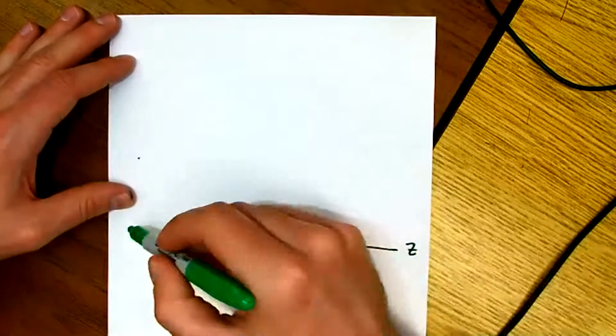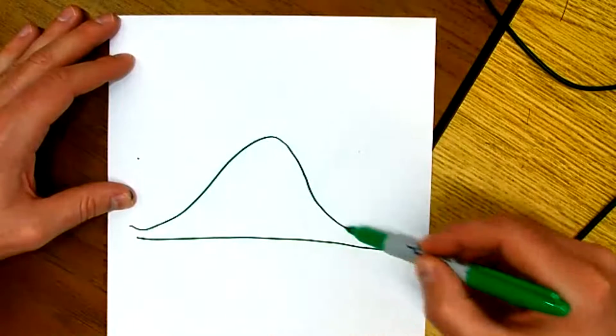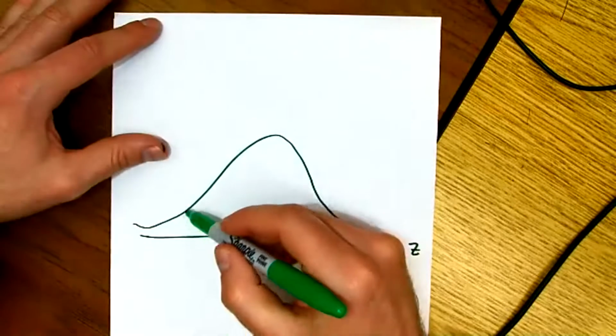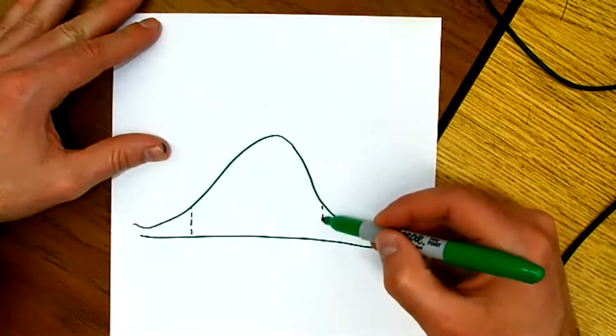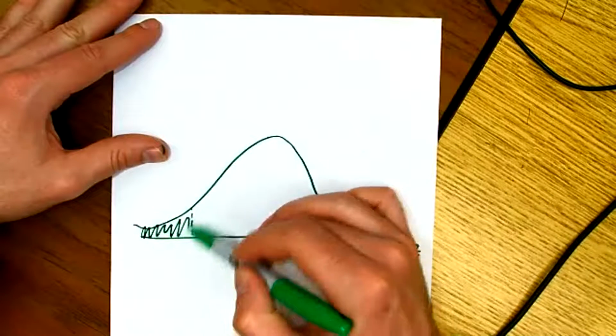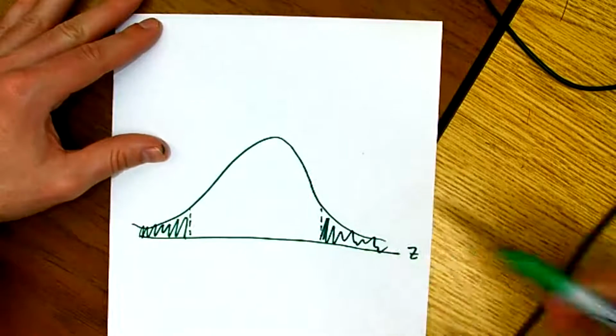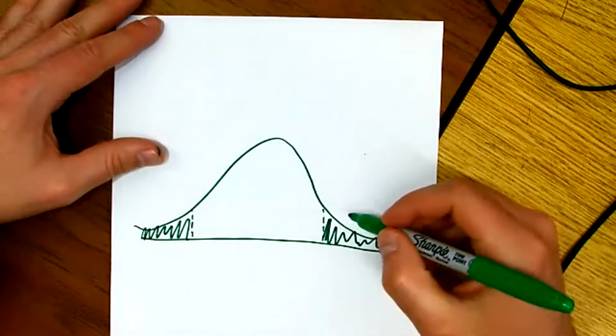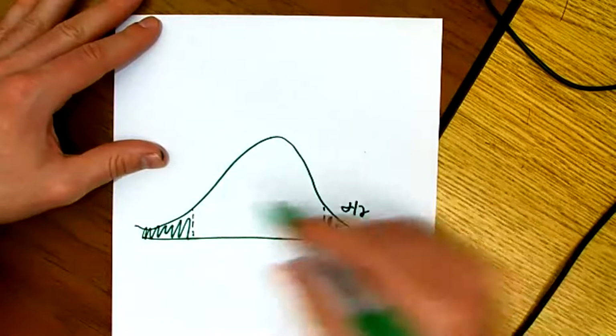So I've got my standard normal distribution. And normally I find the critical value that gives me alpha in one tail. The issue is, for a two-tailed test, I actually want alpha total in the tails, right? So there's half of alpha on each tail.